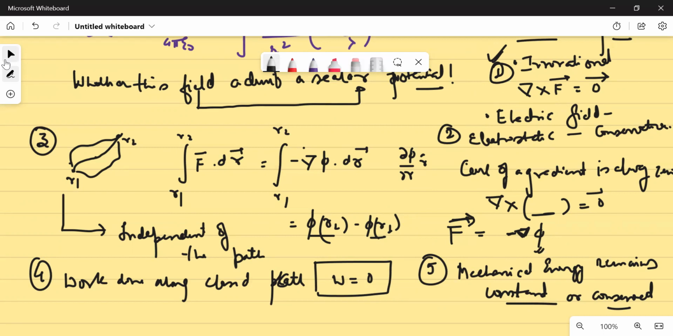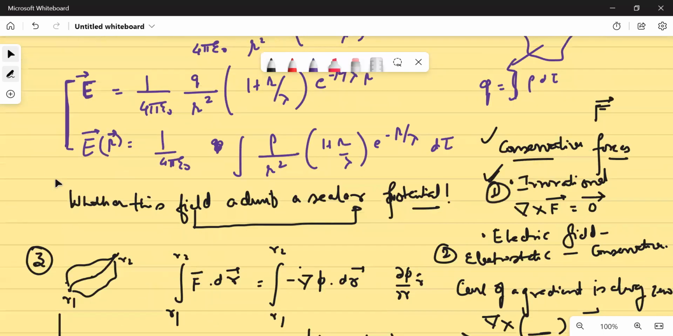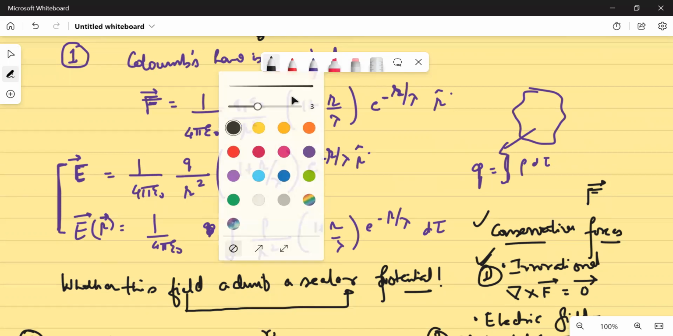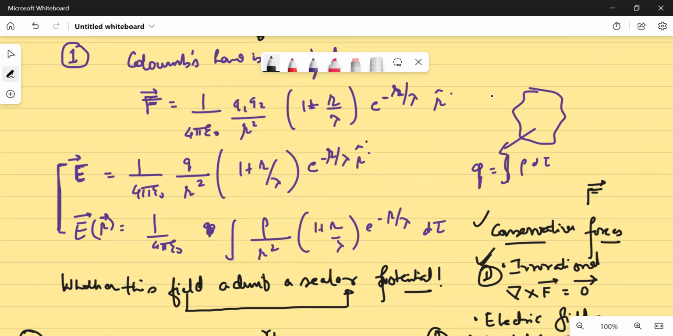So this is the question that I'm now raising all over again. You see your force is defined as 1 upon 4 pi epsilon naught, q1 q2 upon r square, times (1 plus r upon lambda) e to the power minus r by lambda. A certain observation that you see from here is that if your lambda tends towards infinity, you can clearly see that this particular force would actually behave as if it is a Coulombian force.